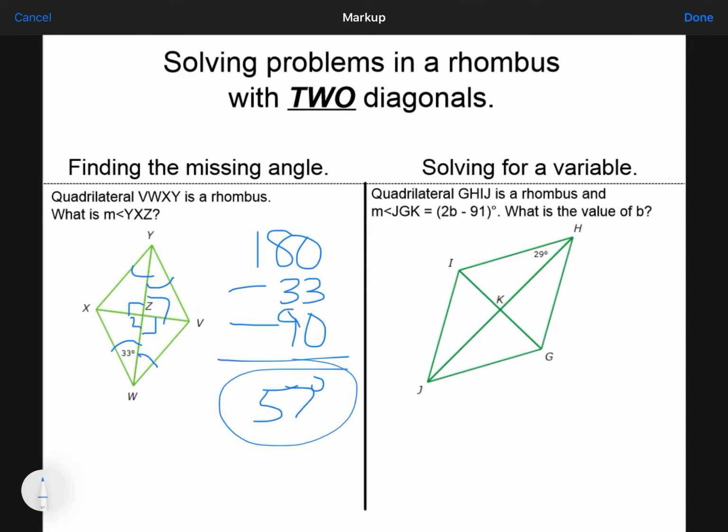and we get 57. This angle here is 57. This angle here is 57. All the missing angles are 57 that we were trying to find. In this case, YXZ is 57. Same idea if there's an algebra problem. Subtract from 180.